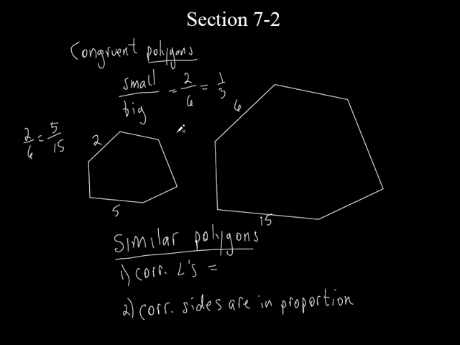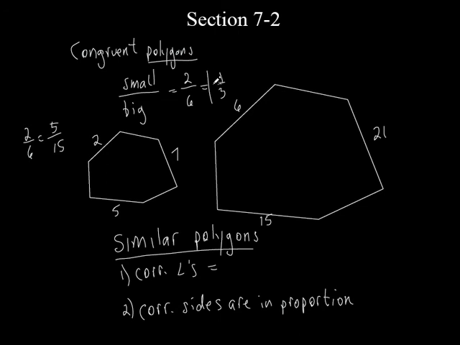That means for every one you go here, you go 3 over here. So if this is 5, what do you do? You multiply it by 3 and you get 15. If this was 7, then this side over here would be what? 21. Make sense? Okay, so there we go.